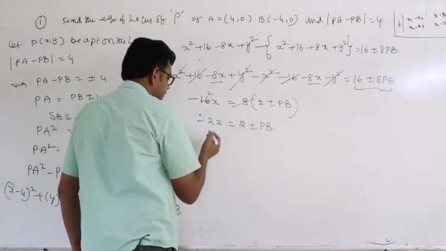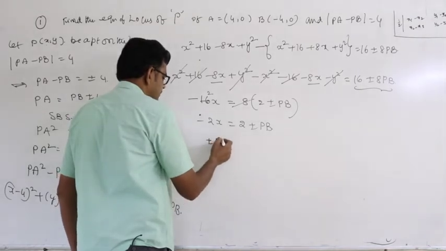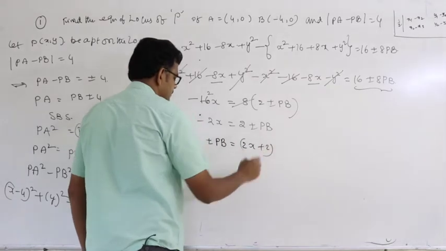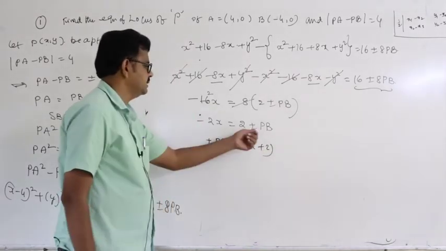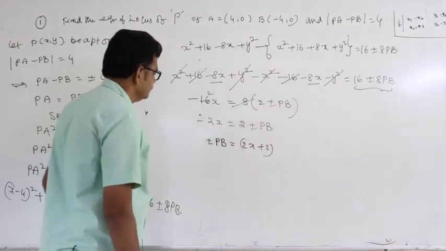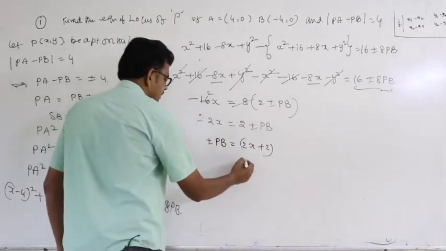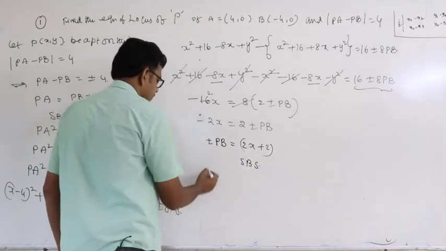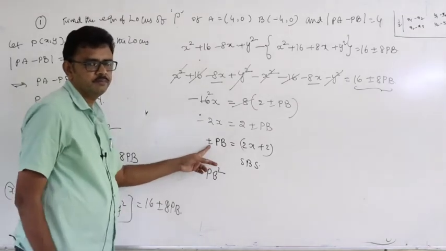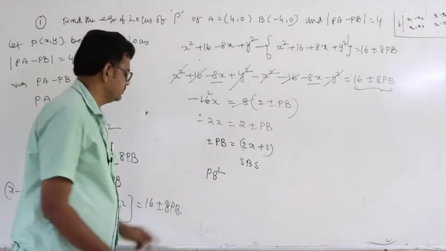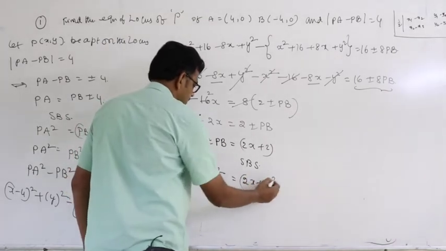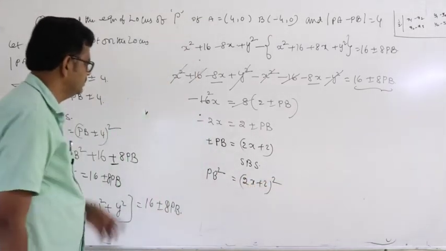Therefore, plus or minus PB, take this side, it doesn't matter, either it is plus or minus PB equal to, take that side, 2x plus 2. It may be minus or plus. Squaring on both sides, PB square, either it is negative or positive, after squaring that becomes positive, is equal to 2x plus 2 whole square.